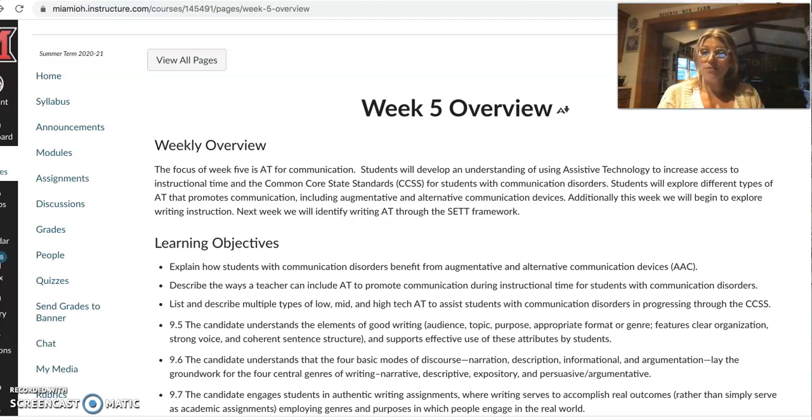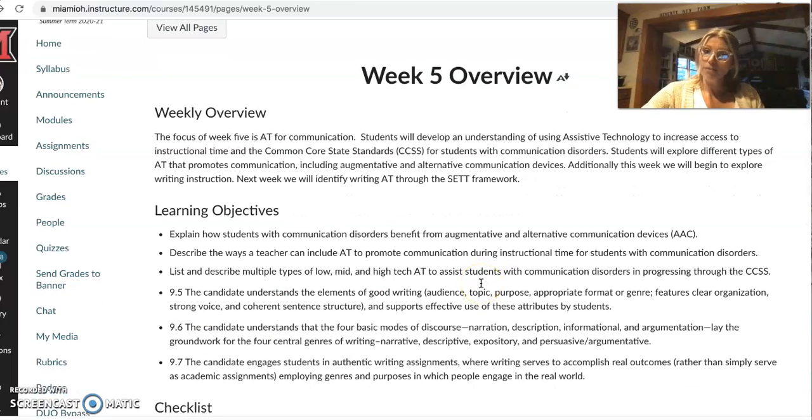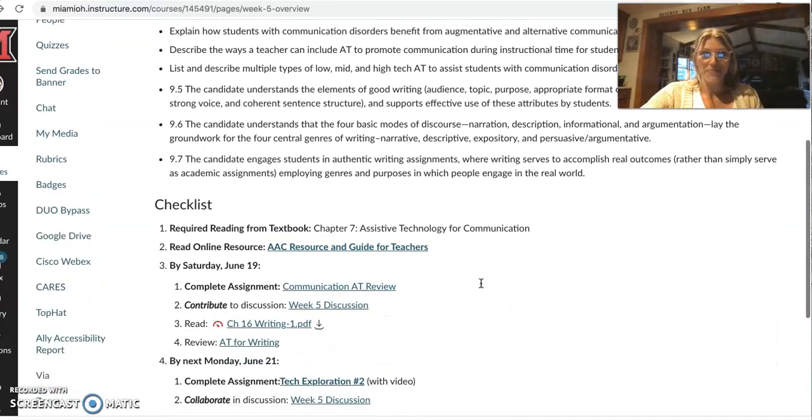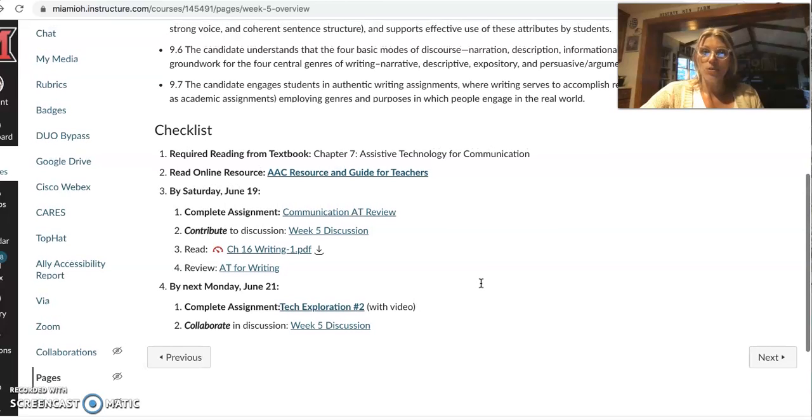So last week we started to focus on vocabulary. This week we will begin to explore writing instruction. So we're going to briefly introduce writing AT through the SET framework, but we'll be focusing on that a bit more deeply next week.